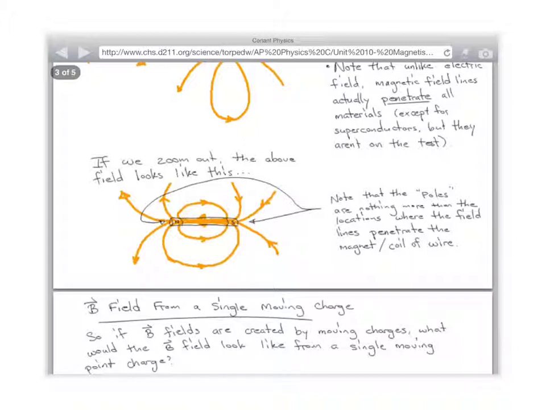You guys got how that works? And then by the time it gets over here, the field gets weaker and weaker and weaker, till the point where you don't even notice it anymore. Good? So the field is always strongest near where the charge is.